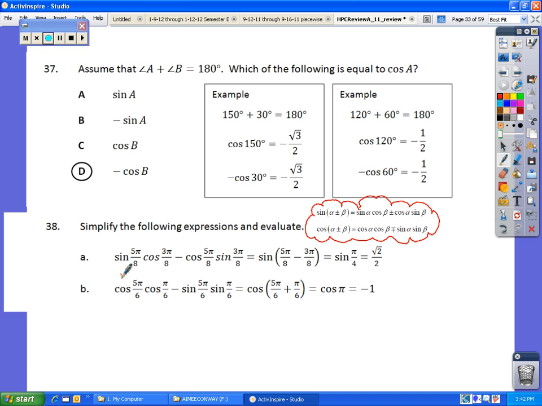For cosine of 5 pi over 6, cosine of pi over 6, I have minus sine of 5 pi over 6 and sine of pi over 6. That is the cosine pattern, but it is the sum of cosines. Yes, that is the opposite sign. That is why this plus minus becomes a minus plus, because if this is cosine plus, then there will be a minus sign here. If this is cosine minus, there will be a plus sign. So it's opposite. Again, add those two, and you get cosine of pi, which is negative 1.